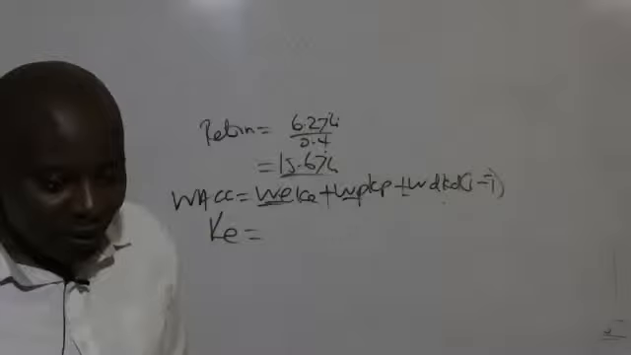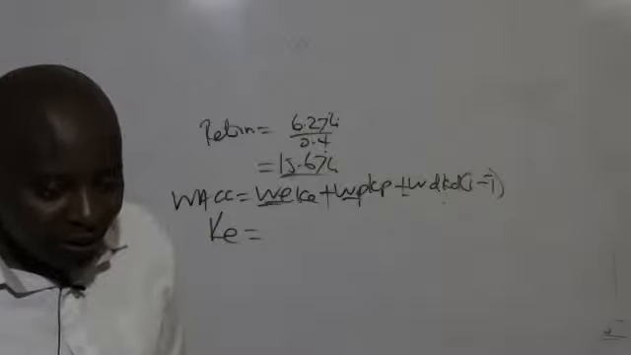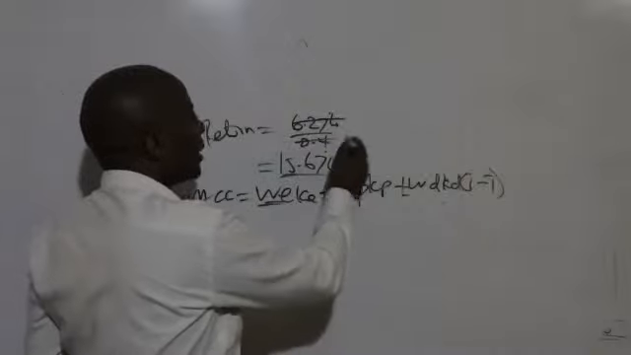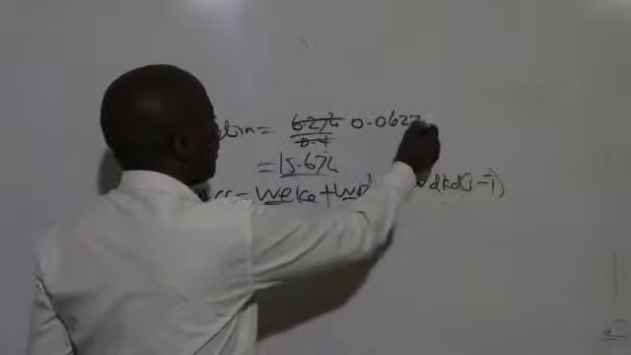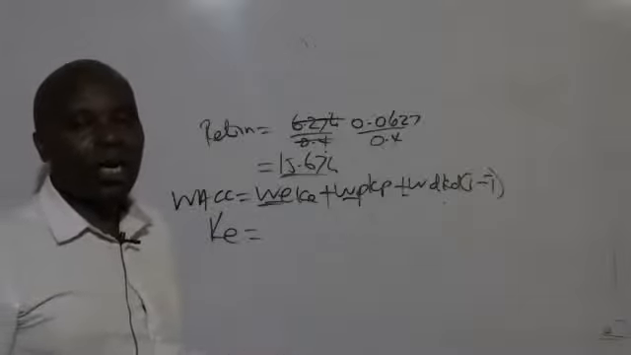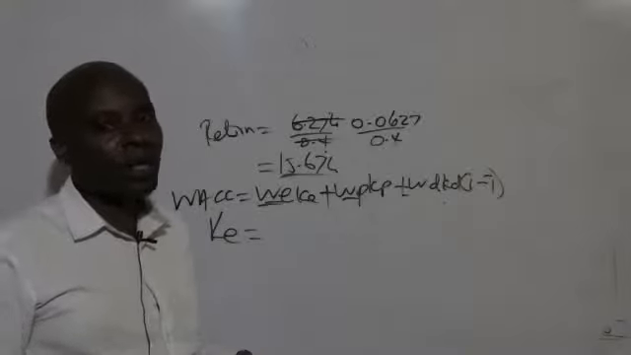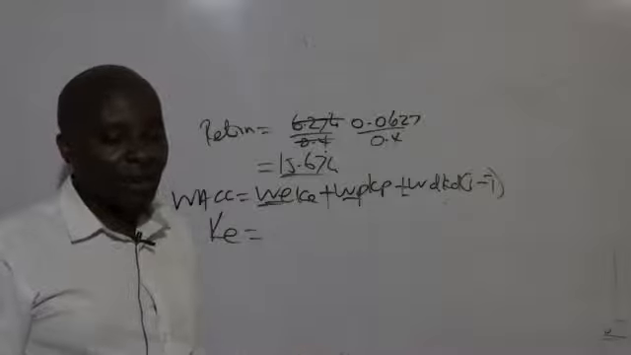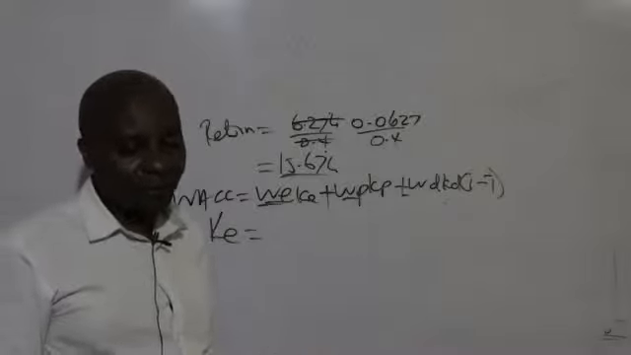Why are we not using 0.06? In this question, no problem. You just use 0.0627 and divide by 0.4. Then at the end of the day, to convert it to a percentage, multiply by 100. You'll still end up getting the same answer.